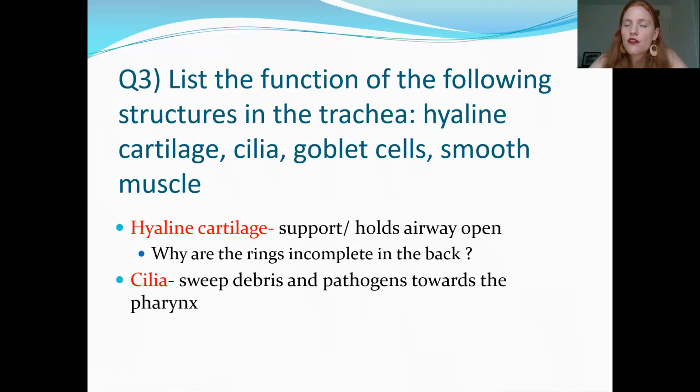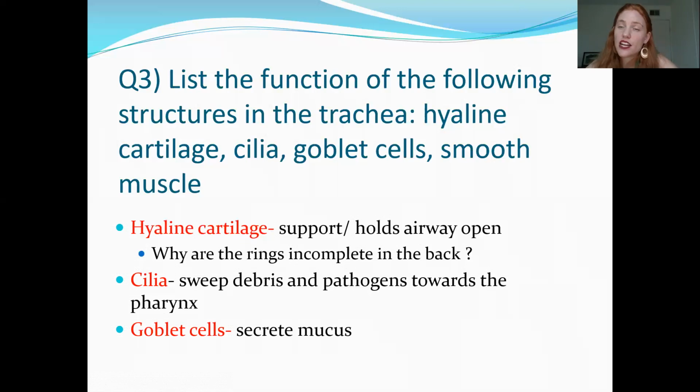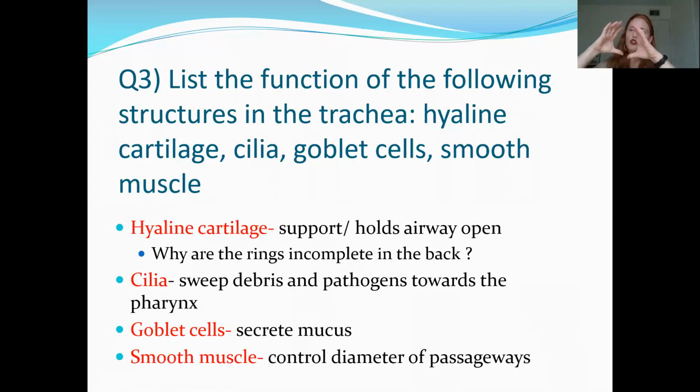The function of all cilia is to move and create currents, and specifically here, to move the debris and the pathogens up and out so you don't clog up the lungs. The function of all goblet cells, we're going to see them again in the digestive system, is to secrete mucus that helps trap the bacteria and the pathogens, preventing them from getting down into the lungs. And then the smooth muscle is going to control the diameter of the passageway.